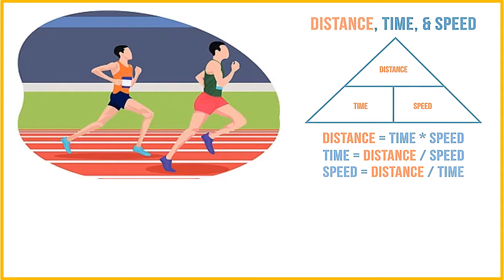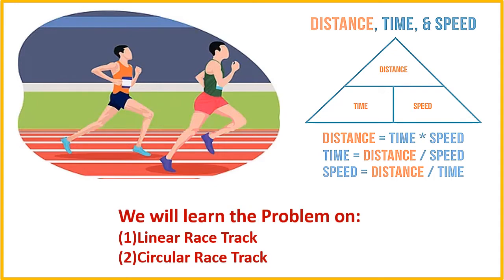Distance is equal to speed into time. Time is equal to distance divided by speed. And speed is equal to distance divided by time. In this particular topic, we are going to see the problems on races which are asked in your competitive exam, and mainly we are going to focus on two types of problem. Number one, problems on linear racetrack, and number two, problems on circular racetrack.